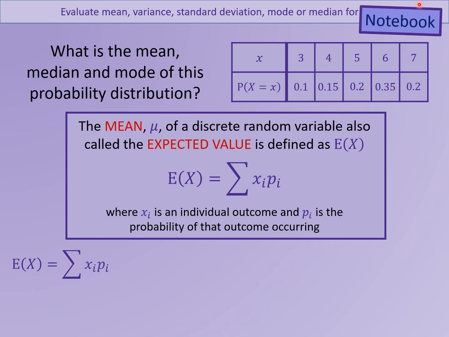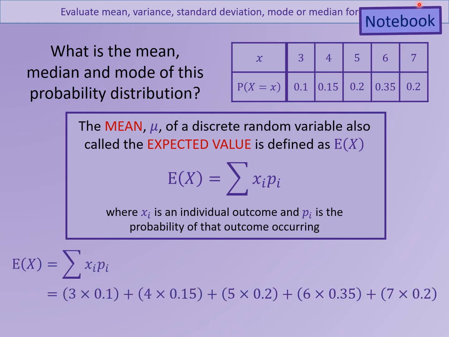So in this example, we're going to calculate 3 times 0.1, 4 times 0.15, 5 times 0.2, 6 times 0.35, 7 times 0.2, and add each of these values together. This gives us 5.4. So 5.4 is the mean value of x.